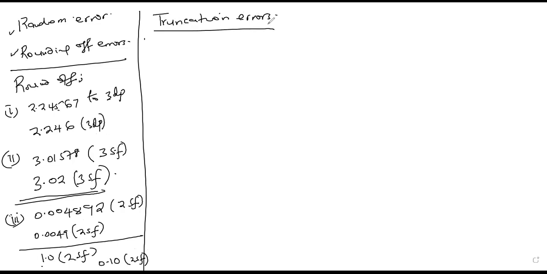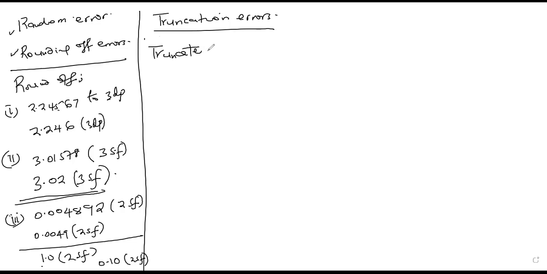When we truncate, we terminate at some point. Truncation is when an infinite process is terminated at some point or approximated by a finite one. So in this case, when we say truncate, you just terminate at the point.